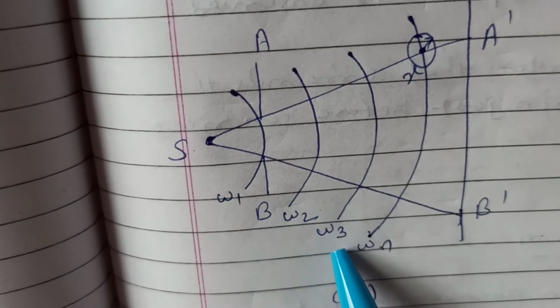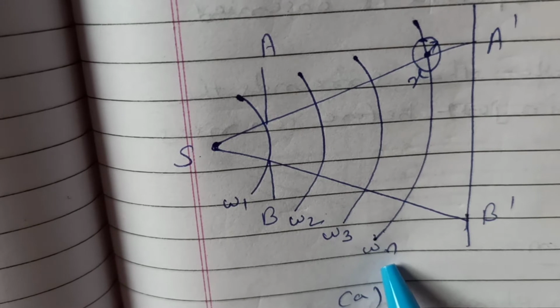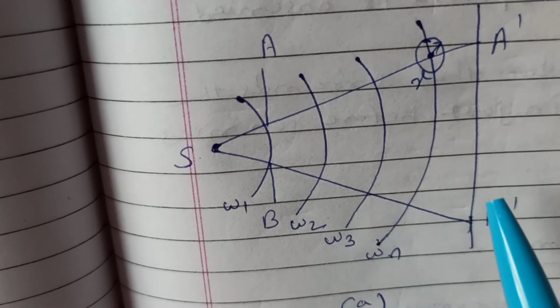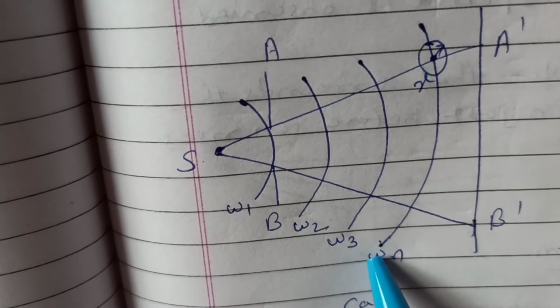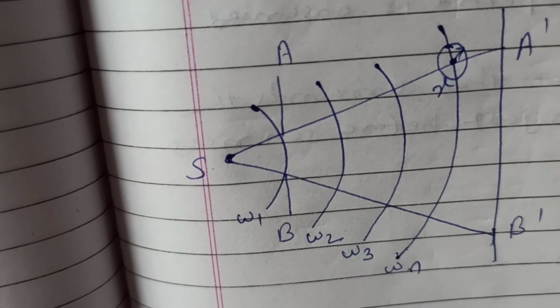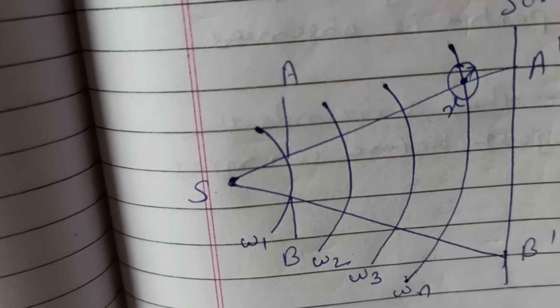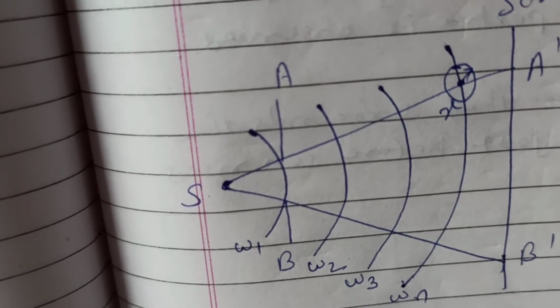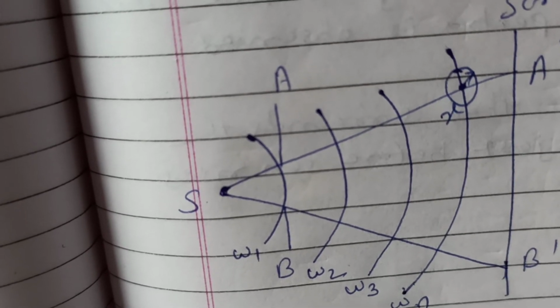W1, W2, W3 and Wn are spherical wavefronts approaching the screen. Wavefront means what? Wavefront is the locus of all points of the medium to which the wave reaches simultaneously, so that all the points are in the same phase.